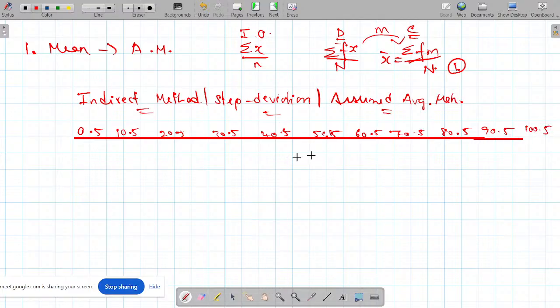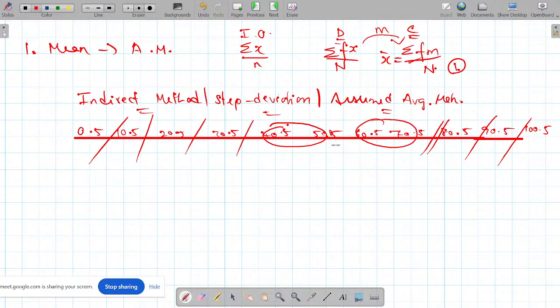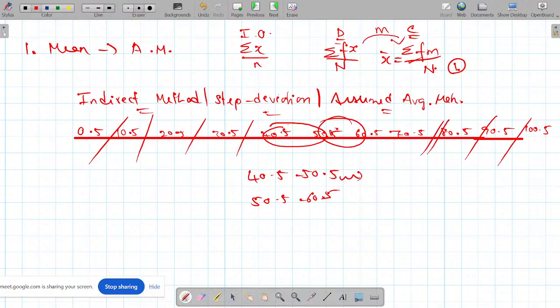Tell me where it's going to lie. Somewhere over here. Am I right? Leave off this one, the both ends. Leave off this one. Leave off this one. So ultimately it's either over here or over here. Okay. So it's either going to be between 40.5 to 50.5 or 50.5 to 60.5. I'm sorry, 60.5. If this is the mean class, where would be my mean value?